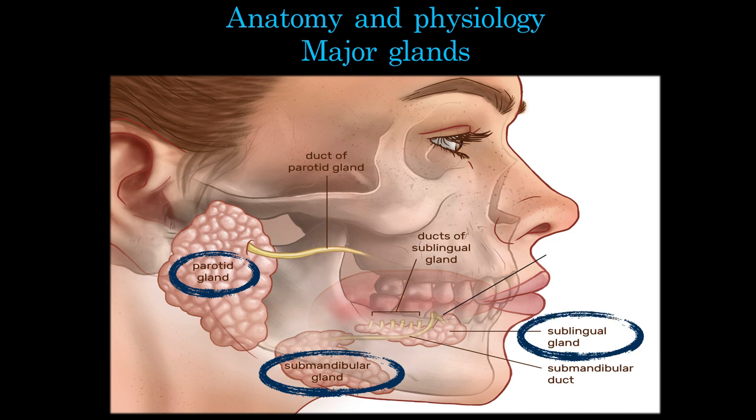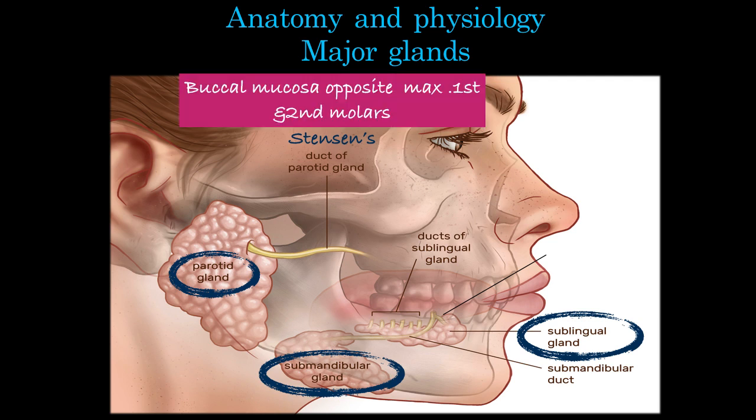The parotid gland opens with Stenson's duct. This is the name of the duct of the parotid gland. And if you remember, when you took with us in the diagnosis section, the Stenson's duct opens in the buccal mucosa opposite the upper first and second molars with the parotid papilla, if you can remember how it looks like.